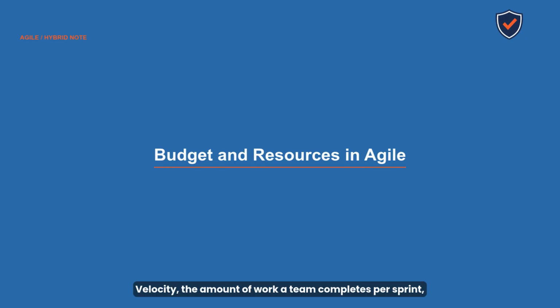Velocity, the amount of work a team completes per sprint, is the primary resource management metric in Agile. If velocity is lower than planned, the PM adjusts scope or sprint planning, not by adding resources mid-sprint, which disrupts team rhythm. On the exam, Agile budget questions test whether you understand that in Agile, the team is the primary resource constraint, and scope flexibility is the primary budget management tool.